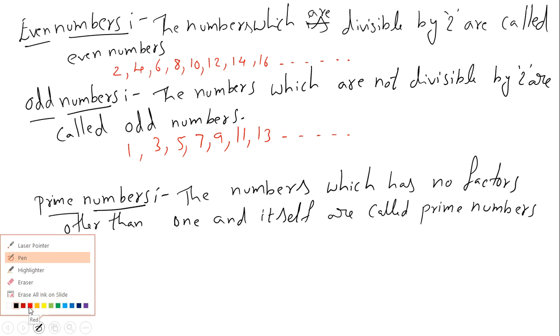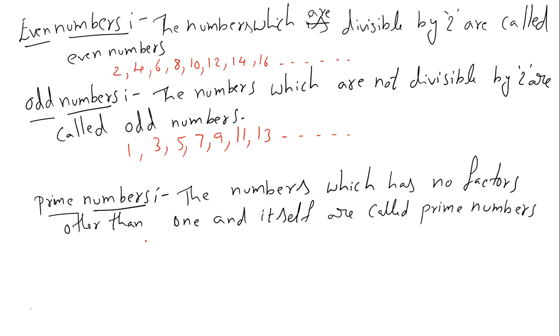So what are they? Let's look into it. They are 2, 3, 5, 7, 11, then 13, then 17 and so on. Now you can observe here 2 is an even number again, isn't it? 2 is an even number and 3 is an odd number. So the numbers which do not have factors apart from 1 and itself are called prime numbers.